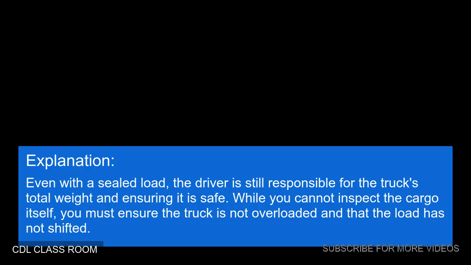Explanation: even with a sealed load, the driver is still responsible for the truck's total weight and ensuring it is safe. While you cannot inspect the cargo itself, you must ensure the truck is not overloaded and that the load has not shifted.